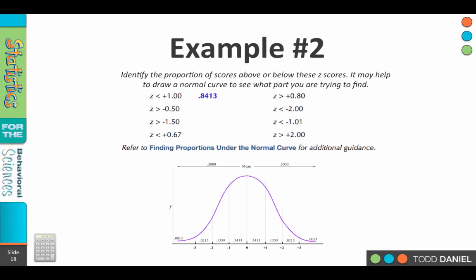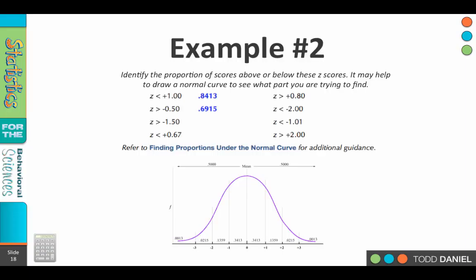Let's do another one. A z greater than negative 0.50. So 0.50, we look up on our z table. We want values greater than that number. So we're going to take that proportion, add it to 0.5000, and get 0.6915. The next example is a negative 1.50. So what you should do is look up that negative 1.50, add it to 0.500, and get the score.